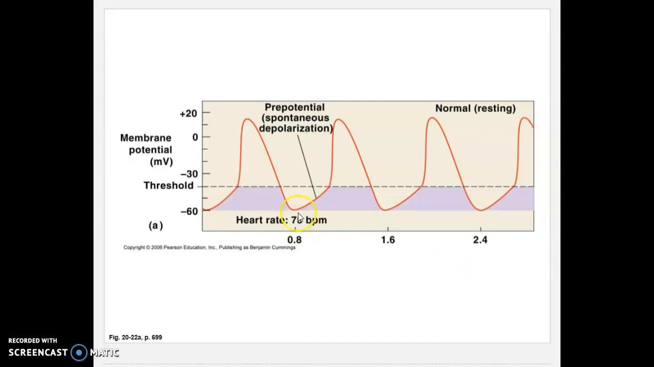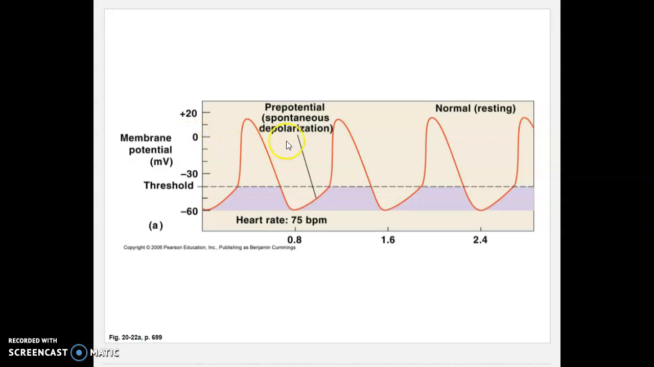Okay, so again, here's our graph of what's going on in our intrinsic conducting system and those nodal or autorhythmic cells. Again, we have our pacemaker potential, also called our pre-potential. Again, that's caused by sodium leak channels and sodium leaking in. Once we reach threshold, which happens to be at negative 40 millivolts, then we actually open up our fast calcium channels. Calcium rushes in. That's our depolarization.